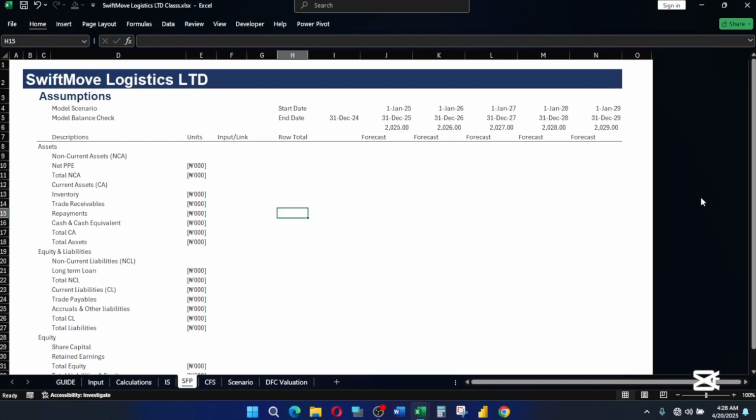In this section we are going to be building our statement of financial position, which is the balance sheet. So it's a statement of financial position, also called the balance sheet. Let's go ahead and see that.